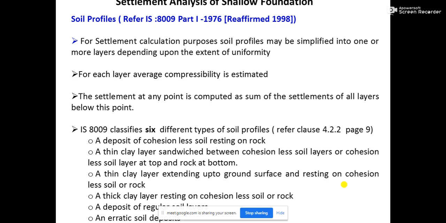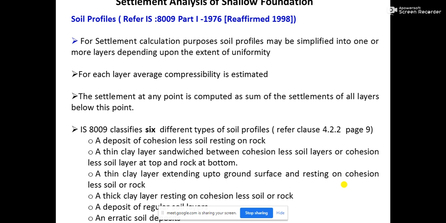Okay, the first one, if you see, is a deposit of cohesionless soil resting on rock. This is the first kind of profile the Indian Standard Code is describing. So basically, what is cohesionless soil? Cohesionless soil means granular soil or sandy soil.